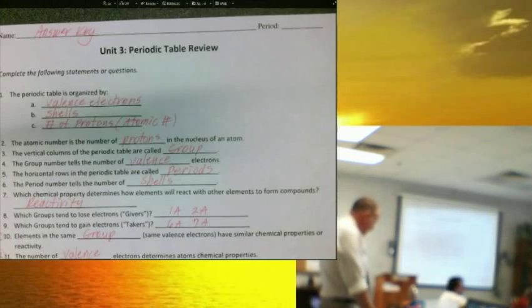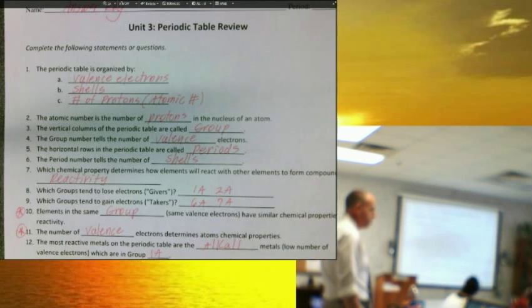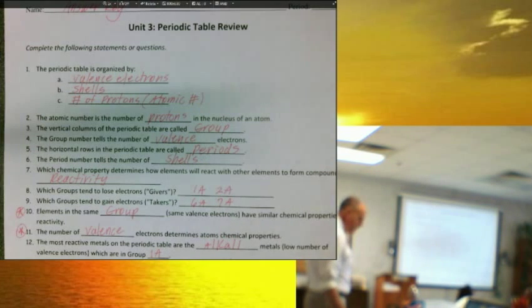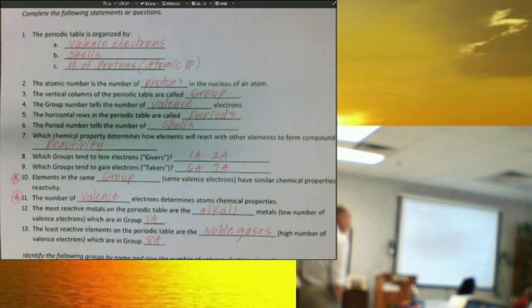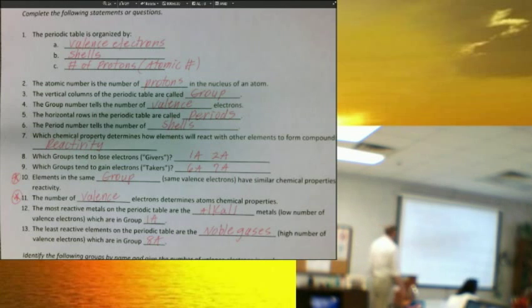Okay, here we go. Number one, the periodic table is organized by valence electrons, shells, and by the number of protons, or the atomic number. Number two, the atomic number is the number of protons in the nucleus. Number three, the vertical columns are called groups, and the groups tell us the number of what? Valence electrons. The rows on the periodic table are called what? Periods. Number five, and the number of the period tells us the number of shells.